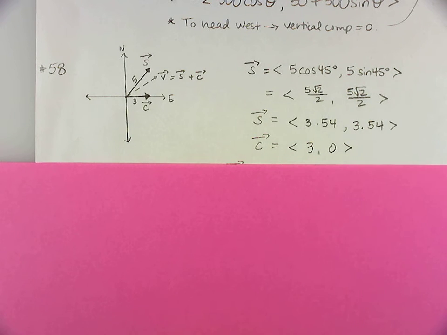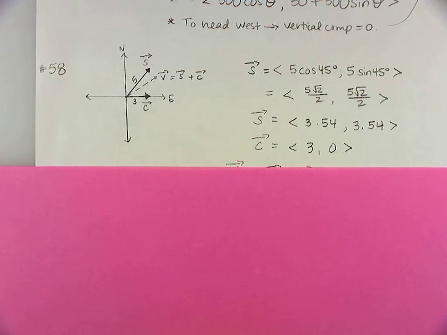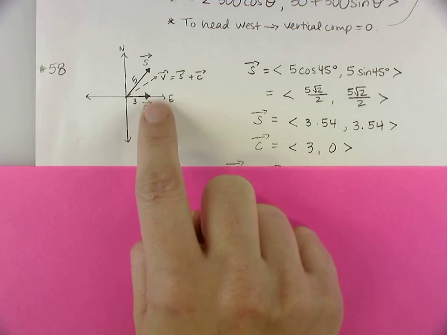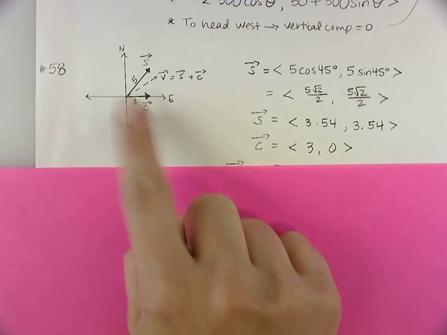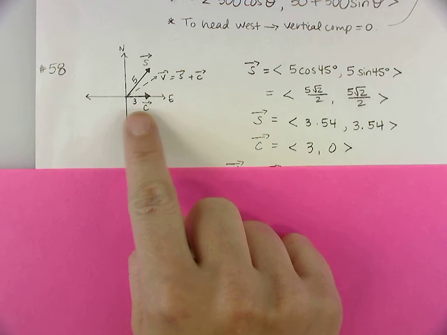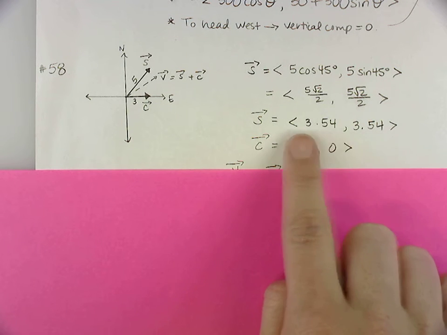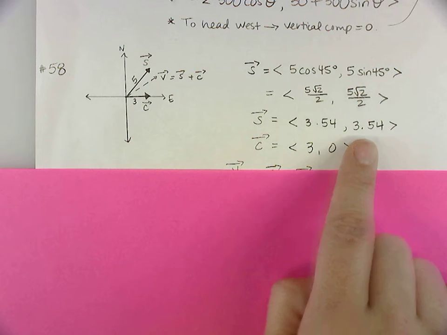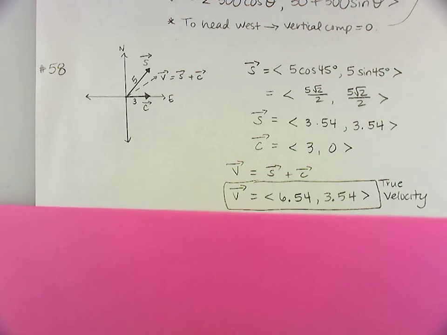Okay, so for 58, for this one, you're going to have a magnitude of 5, and I believe it said north 45 degrees east. And this was the salmon, so I called it S for salmon. And then you have the current that was flowing east at 3 miles an hour. So to find the velocity of the salmon, you would have got 3.54, 3.54. And then for the current, it would be 3, 0.